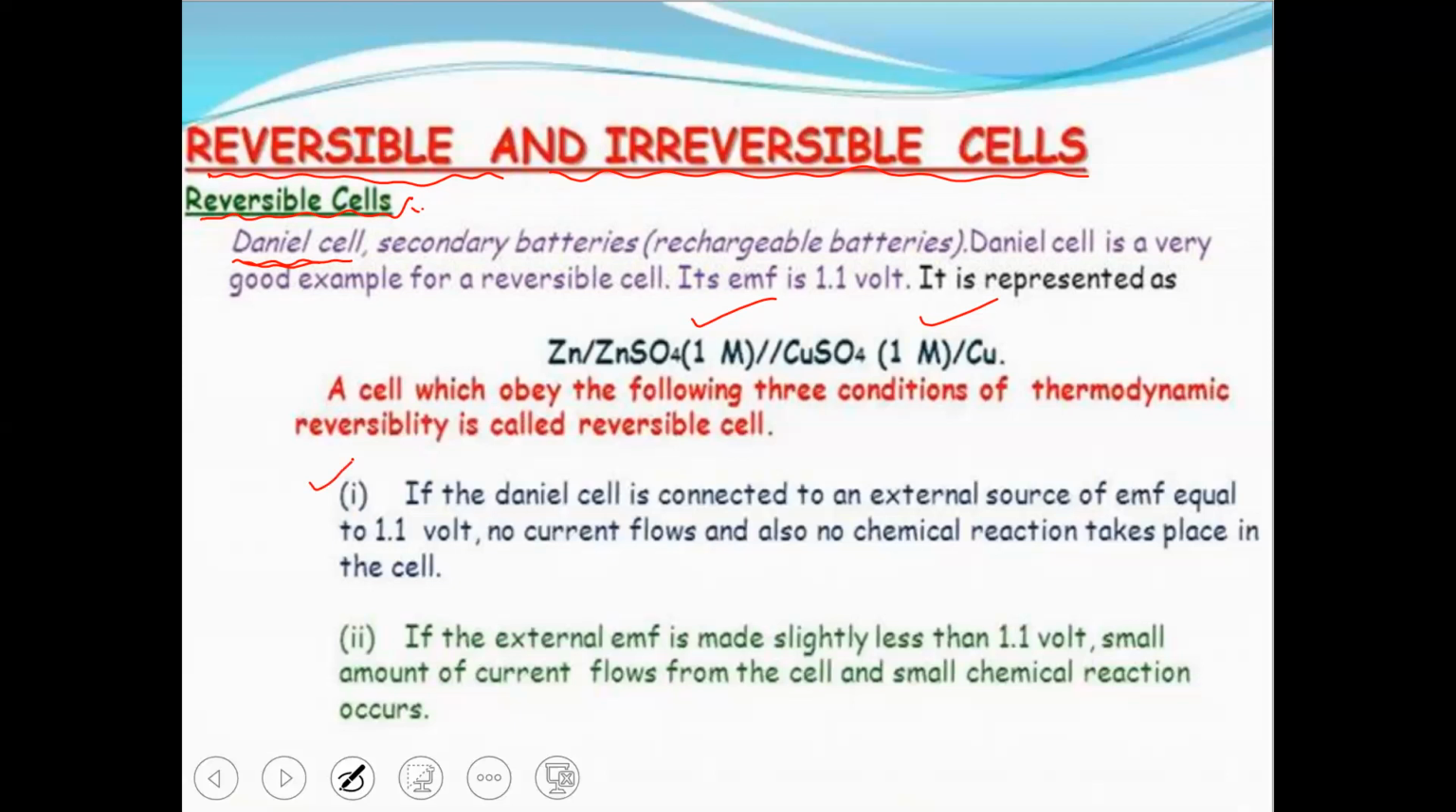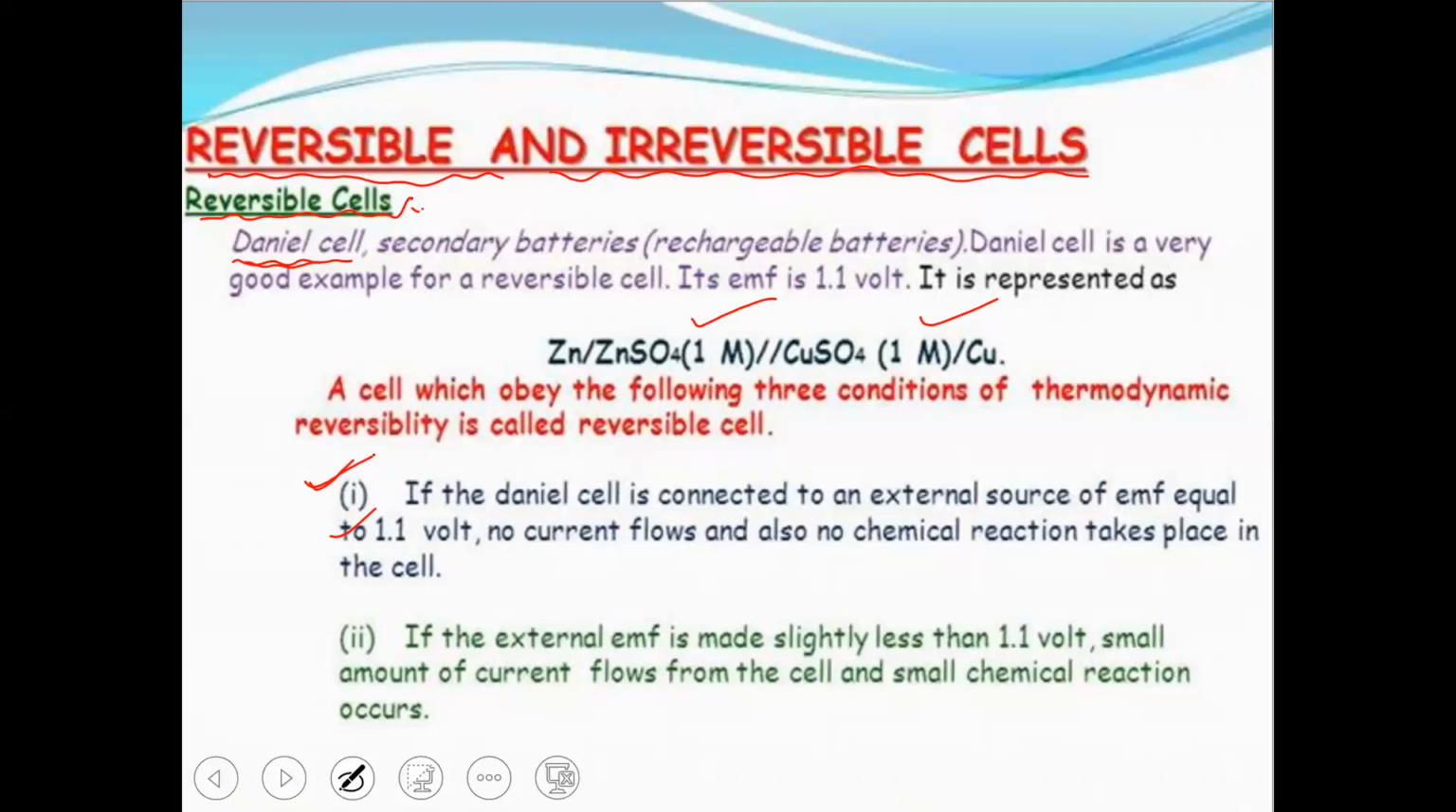So the first one is, if the Daniell cell is connected to an external source of EMF equal to its own, that is 1.1 volts, then there is no current flow and also no chemical reaction takes place in the cell. So that is the first condition. When the external EMF is equal to 1.1 volts, there is no current flow and no chemical reaction takes place.